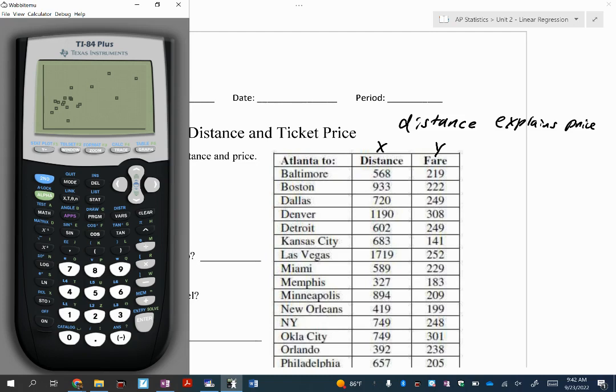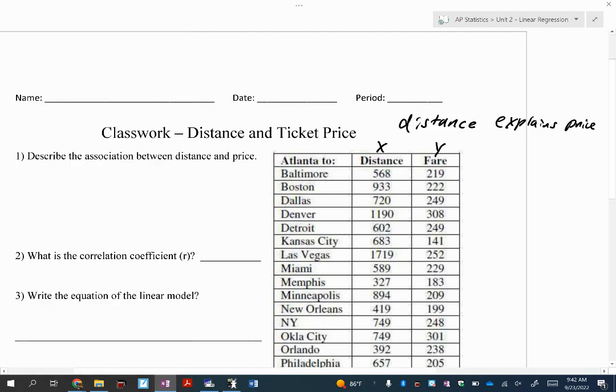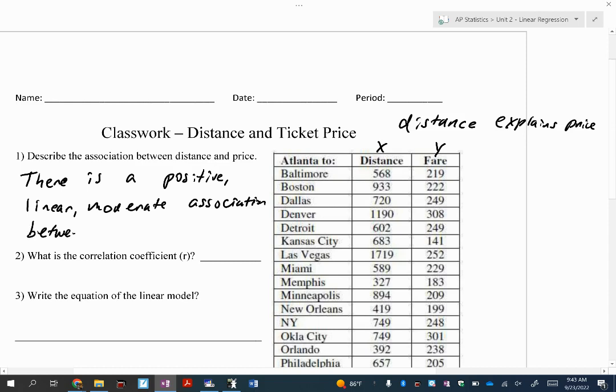All right, now, a few of us did not get full credit on doing this on the Chapter 7 quiz because we forgot the context part. You got to make sure you do the context part. So Thomas said great words, but then he needs to say between and list the two variables. Exactly. All right, so I'm going to write: there is a positive, linear, moderate association between distance and price.